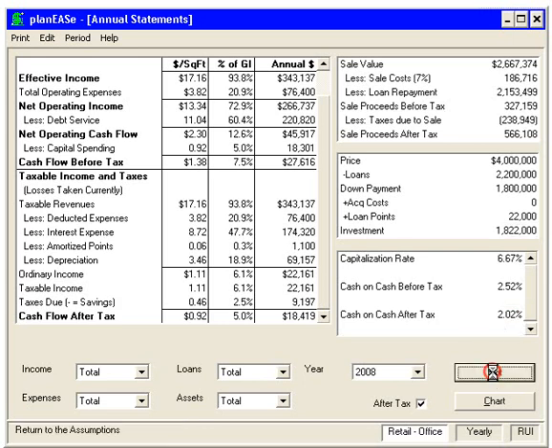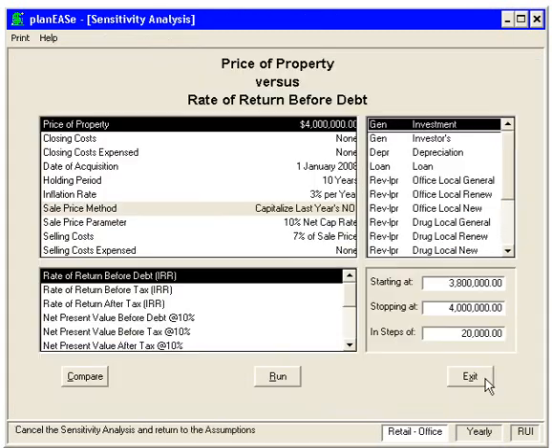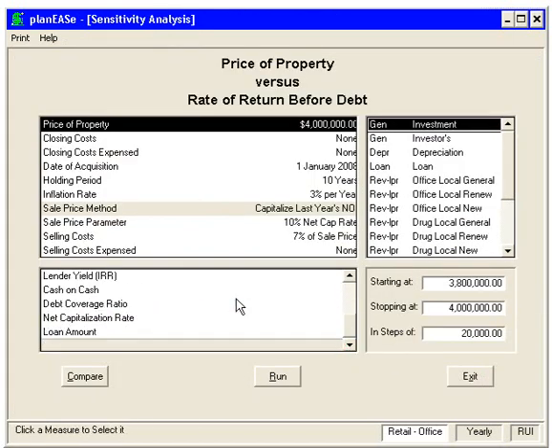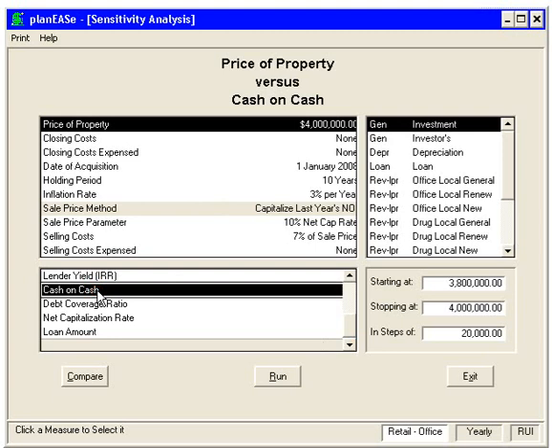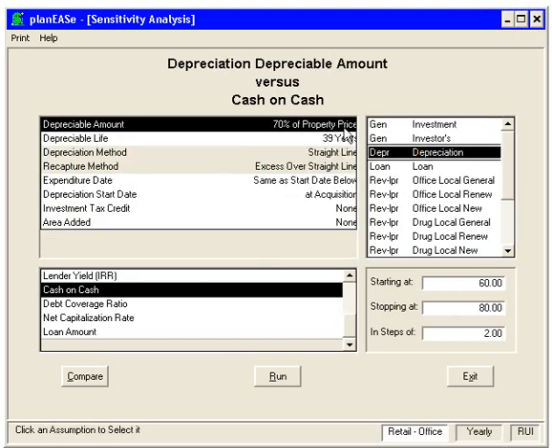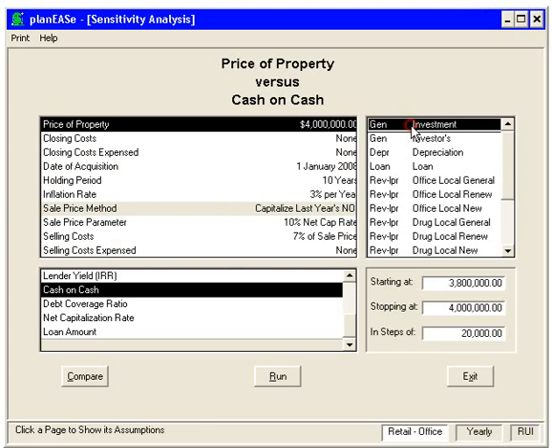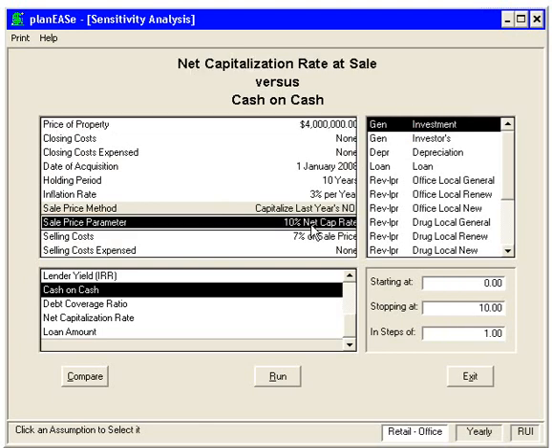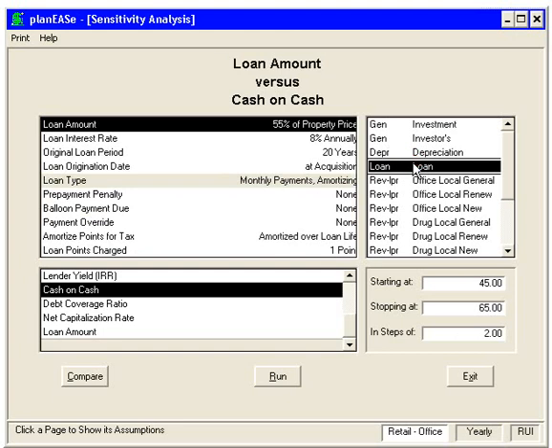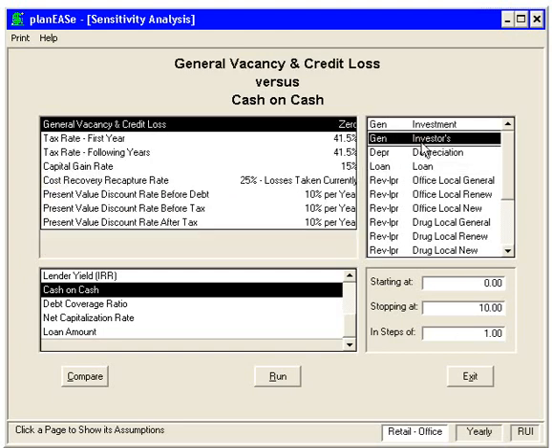Now we're going to exit, and we're going to go to sensitivity. In sensitivity, you're going to be able to vary things against the cash on cash, which is this ratio, and can vary anything that's going to affect the cash on cash. What's going to affect the cash on cash? Is the cash on cash going to take into account depreciation? No, it doesn't consider that. Is it going to take into account the sale price? No, it doesn't consider that. But it is going to take into account the original price, the loan, and anything that would affect the net operating income.